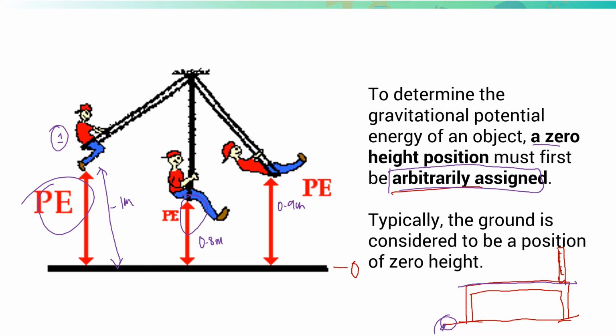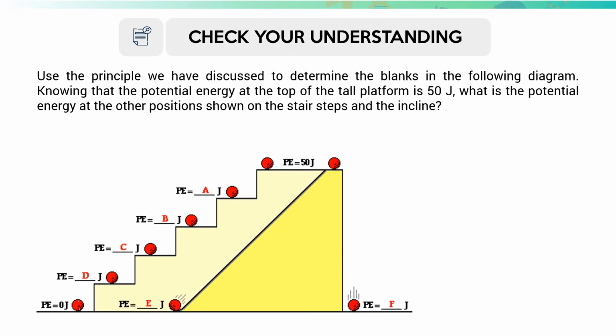Okay, to check, let's have some activity here. We have to use the principle discussed to determine the blanks in the following diagram. Knowing that the potential energy at the top of the tall platform is 50 joules, what is the potential energy at the other positions shown on the stairs, steps, and the incline? For this, I'm going to give you 3 minutes to answer. Write down A is equal to blank, your guess in terms of joules, B is equal to blank, C is equal to blank, until F. Please make sure that your answer is magkakasama na A, B, C hanggang F at hindi siya putol-putol.